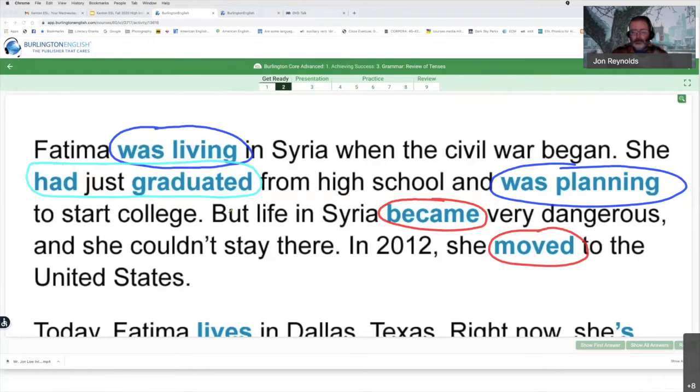Like in that sentence, "but life in Syria became very dangerous." I think it would be fine if you said, "but life in Syria was becoming very dangerous." I think that would be a perfectly acceptable answer.